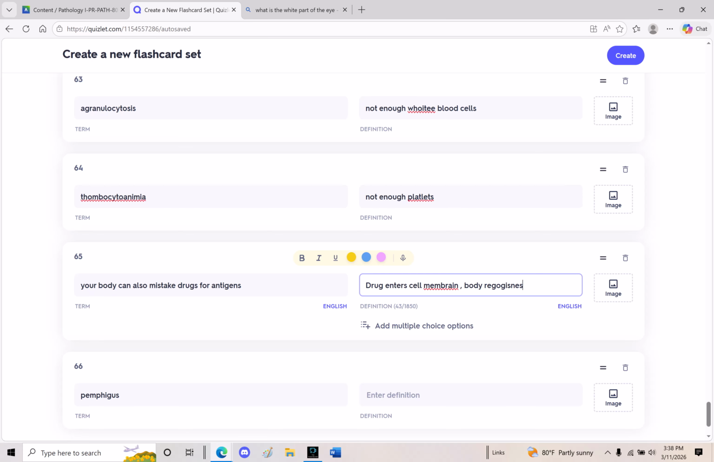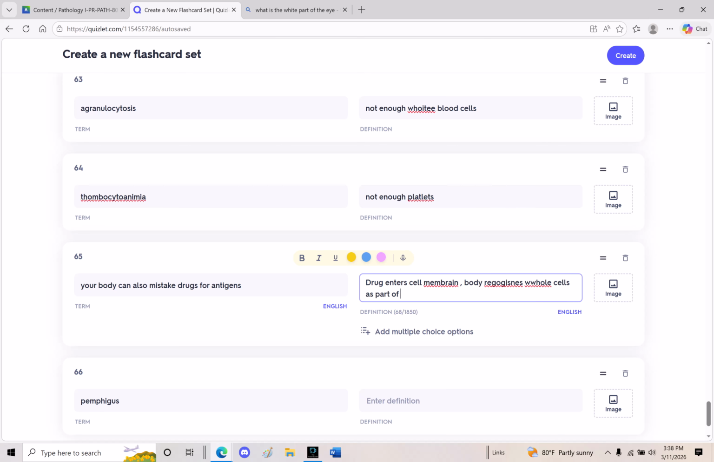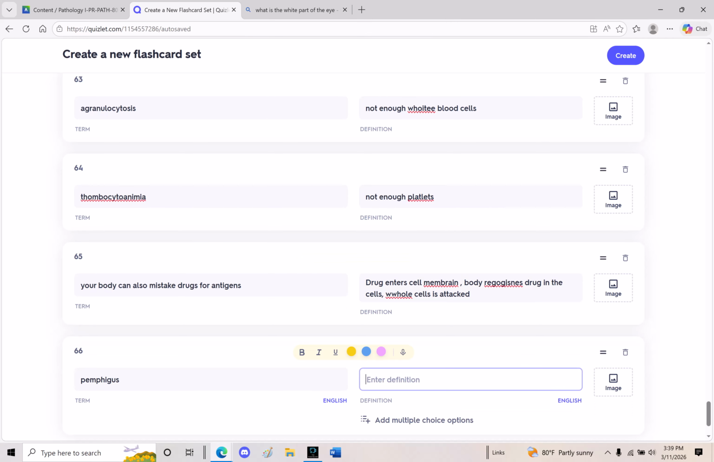So for pemphigus vulgaris, you have autoantibodies, which are antibodies made against self-antigens, right? Making this an autoimmune condition. Basically, you're attacking desmogleins, and those are proteins that connect skin cells.